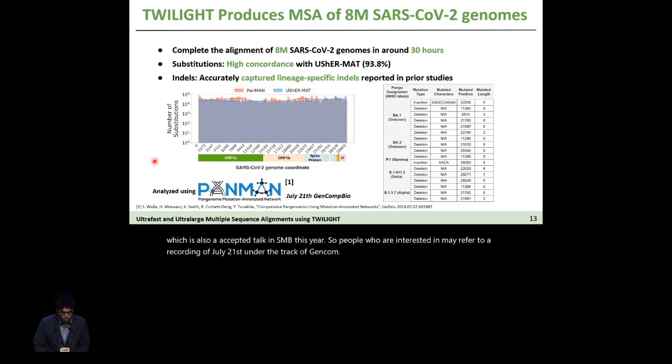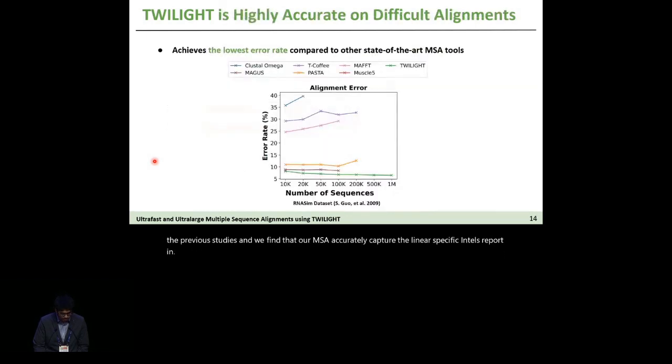So first, to evaluate the alignment quality, we compare our number of substitutions to Archer match. We achieve a high concordance to Archer match of 94%. And since Archer match does not have indels in it, we show our results by this table here. We compare to all the previous studies, and we find that our MSA accurately captures the lineage-specific indels reported in prior studies. Now let's go to simulated data sets where we have a golden reference alignment.